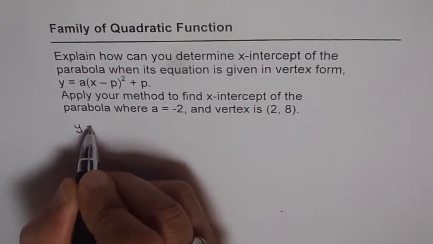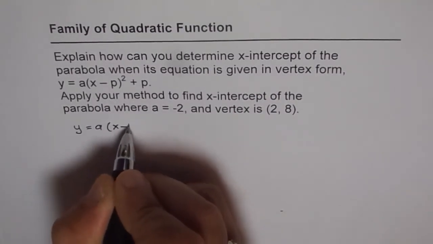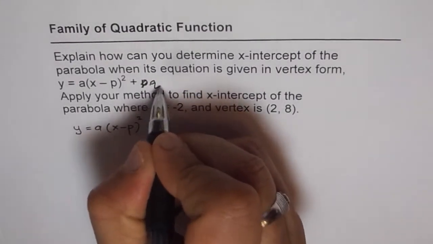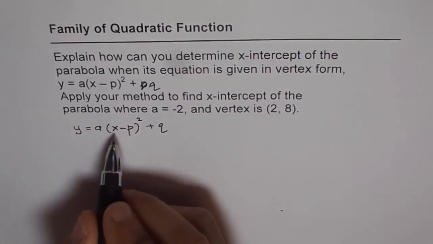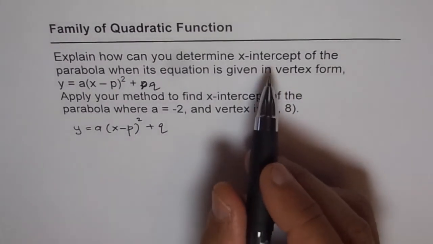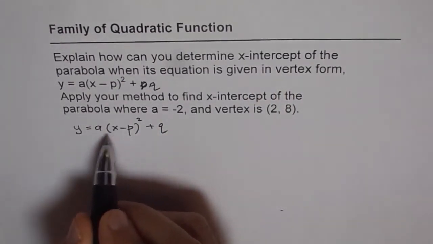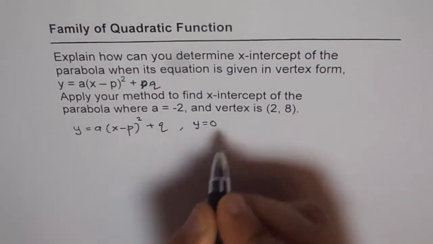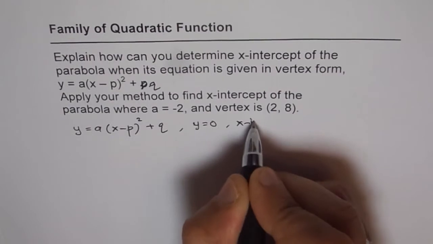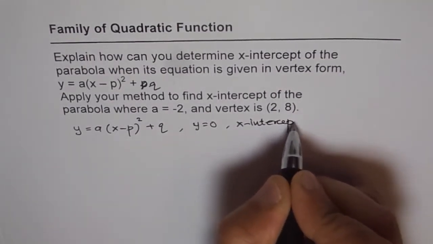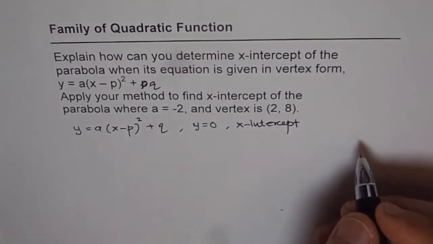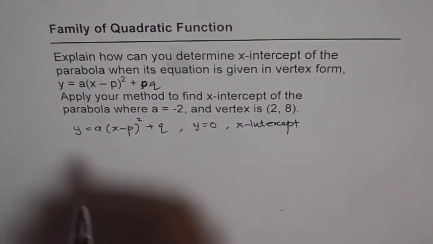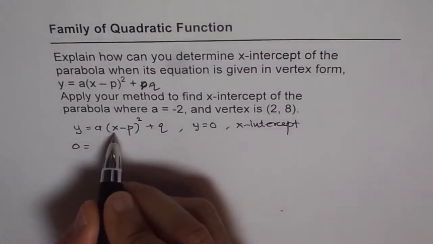We have the equation y equals a times (x minus p) whole squared plus q. Well, this should be q. Now to find the x-intercept means we have to find the value of x when y equals 0. That is the meaning of x-intercept, right? Wherever the parabola crosses the x-axis is the x-intercept, and at that point y is 0. So let's put y equals 0 and try to find that x value.